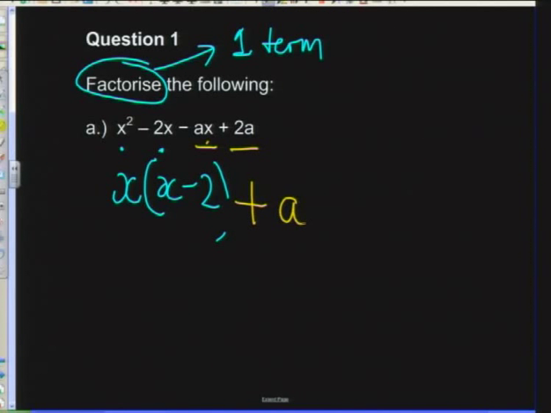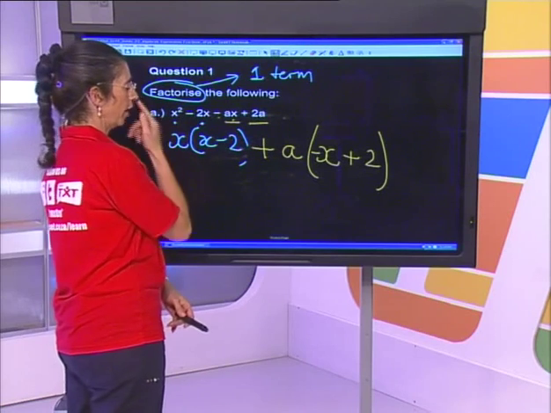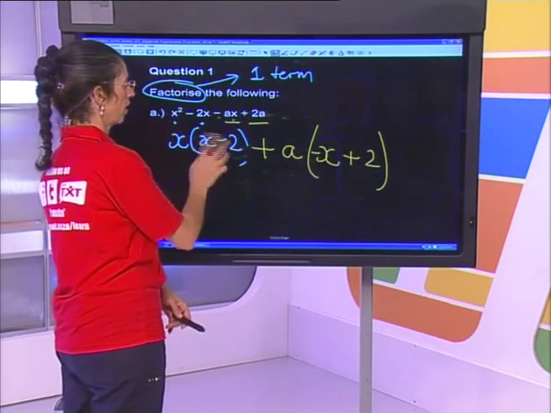So I've got a plus A that I've taken out. What does it mean? Divide by A. So negative AX divided by A gives me X, actually minus X. And 2A divided by A gives me 2. Now, if you take out that positive A, you get left with this yellow bracket, which in terms of variable and number look identical, except for a sign.